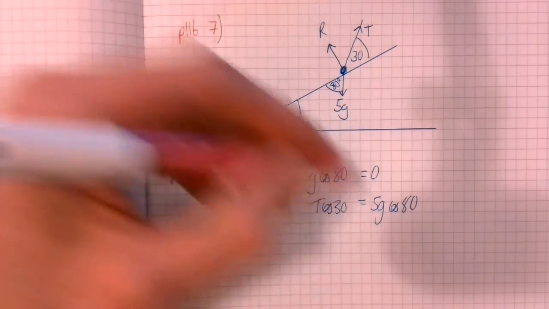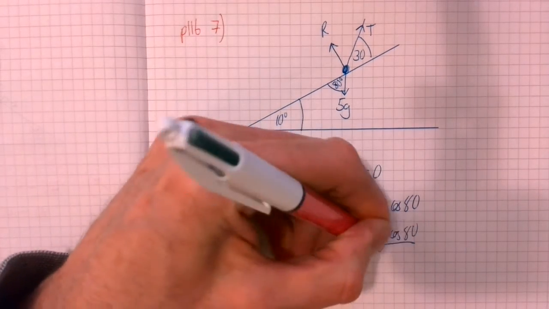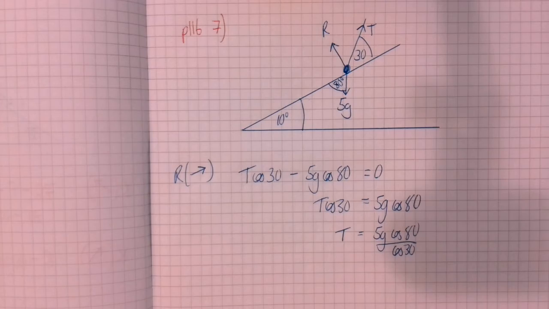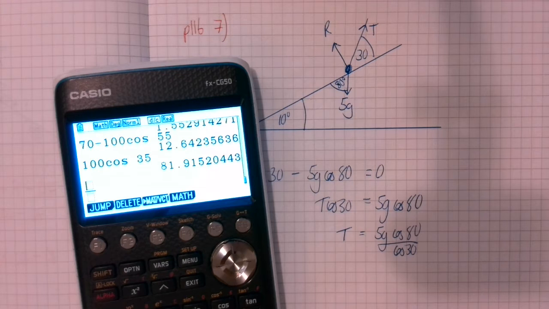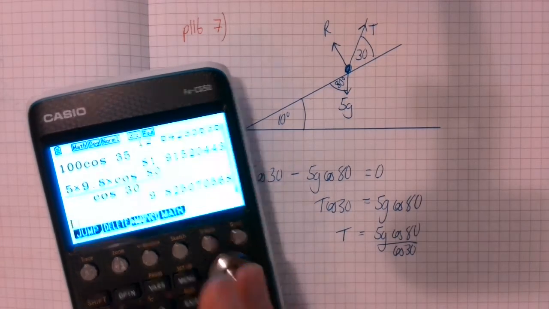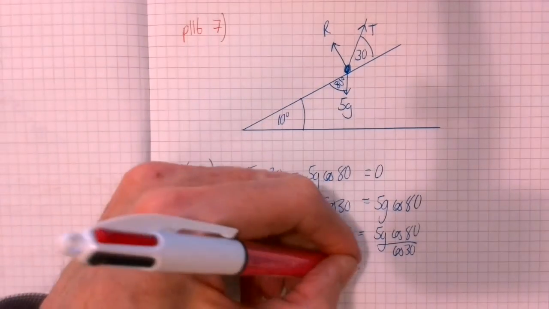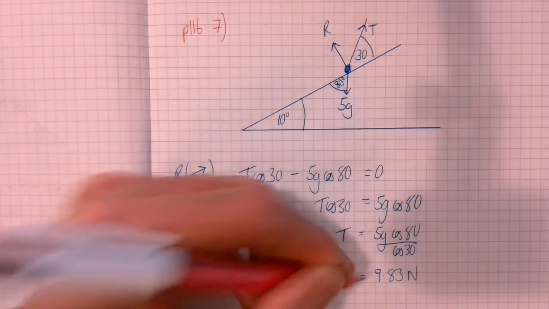So yes, I can work out the value of the tension by just doing that sum. And here we go. This looks funny because I've got the brightness turned up because it's evening. So it's 5 times 9.8 times the cos of 80, and that's over the cos of 30. So that's 9.83 newtons. That's the tension.